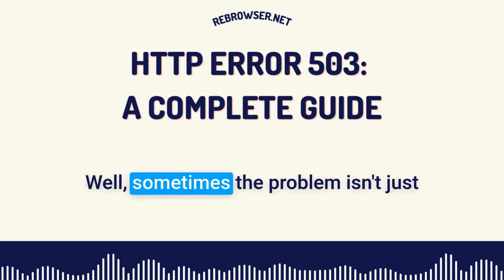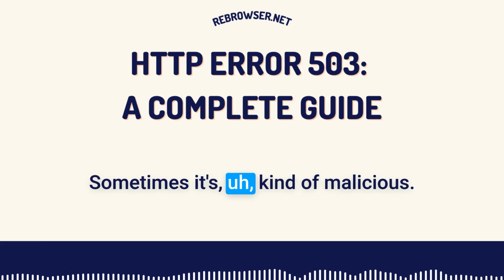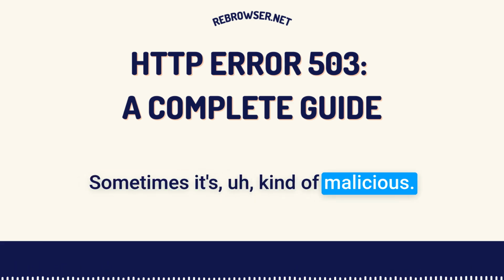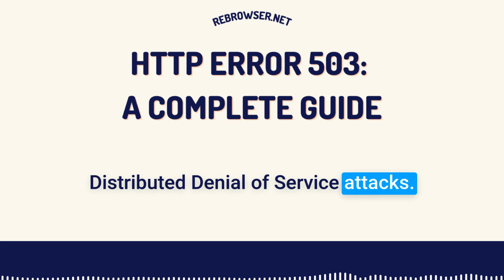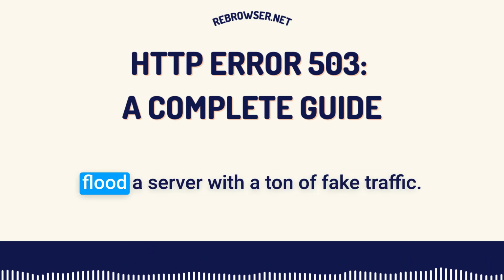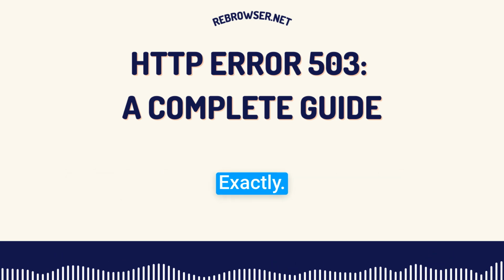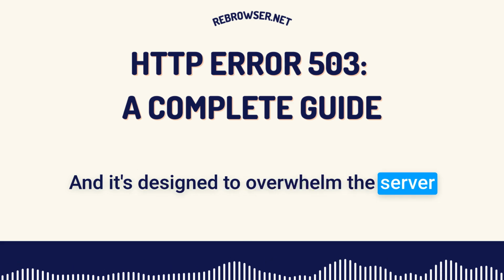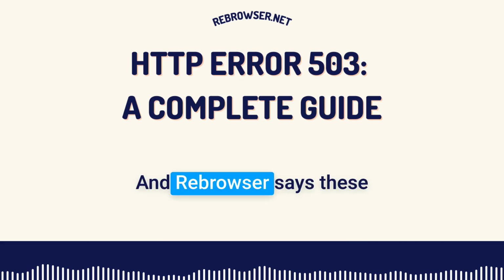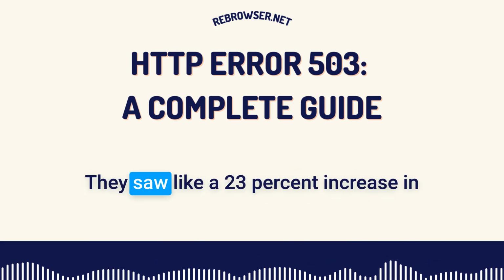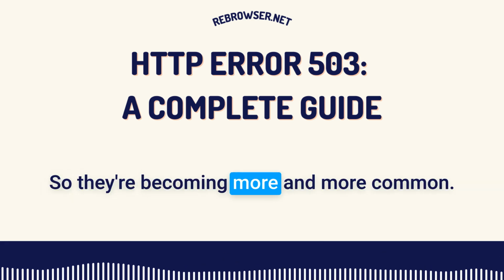What else? Well, sometimes the problem isn't just too many people or planned downtime. Sometimes it's malicious. Oh, you mean like those DDoS attacks? Yeah, exactly. Distributed denial of service attacks. These are where attackers flood a server with a ton of fake traffic. So it's like creating an artificial traffic jam. Exactly. It's designed to overwhelm the server so that legitimate users can't get in. That's so annoying. I know, right? And Rebrowser says these attacks are on the rise. They saw a 23% increase in DDoS attacks compared to last year. Wow, so they're becoming more and more common.